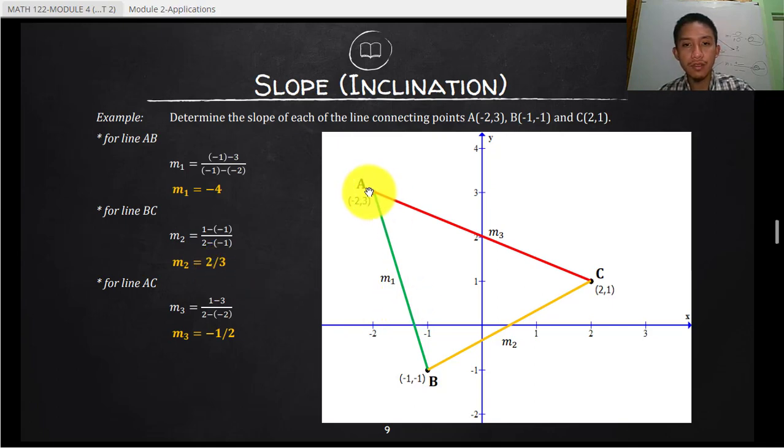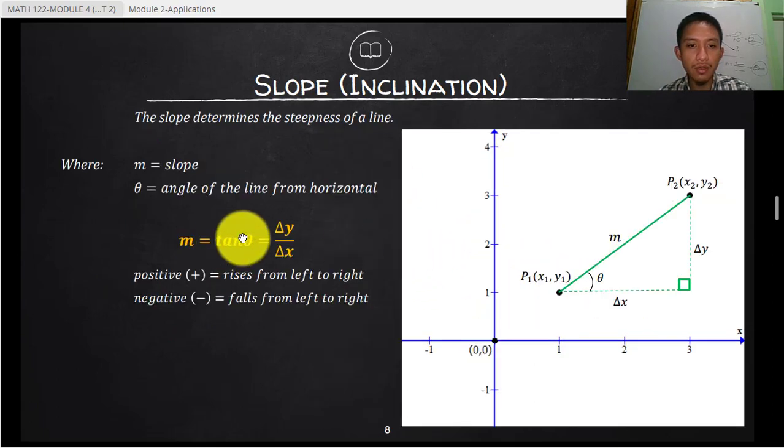Okay, how about the slope of AC? Again, delta y over delta x. Delta y first, C minus A, always C minus A. So 1 minus 3, over 2 minus negative 2. You will end up with negative 2 on top and positive 4 below. That will end up negative 1/2. Again, negative because that is going down.